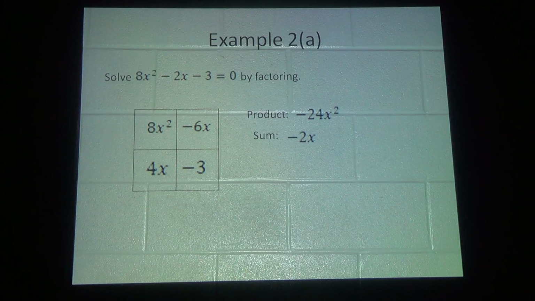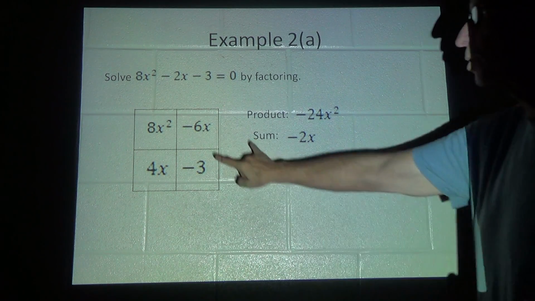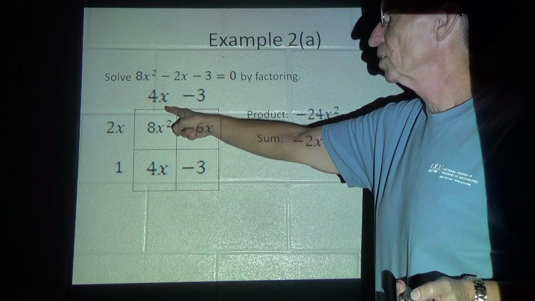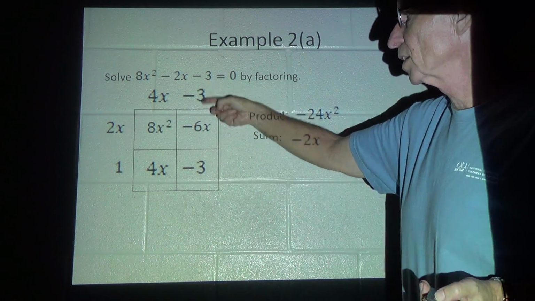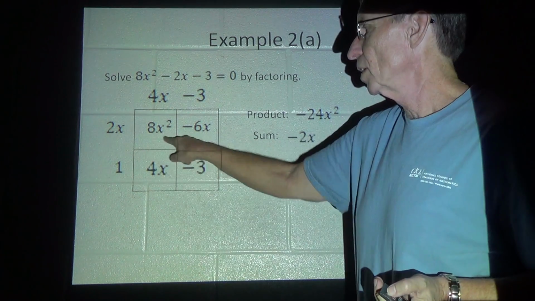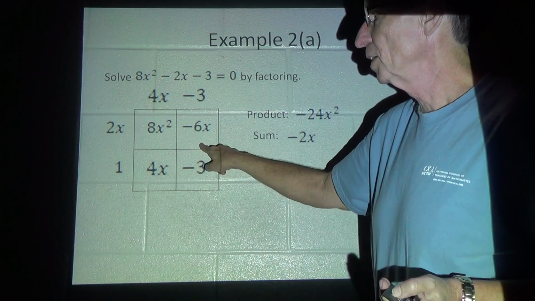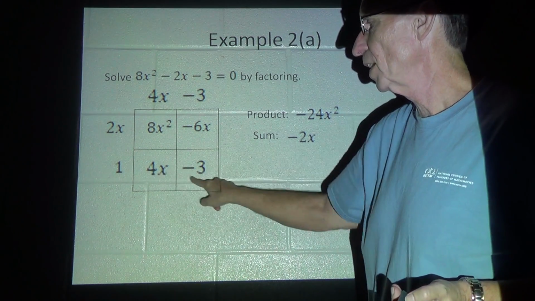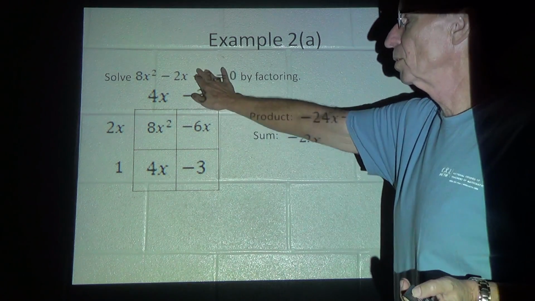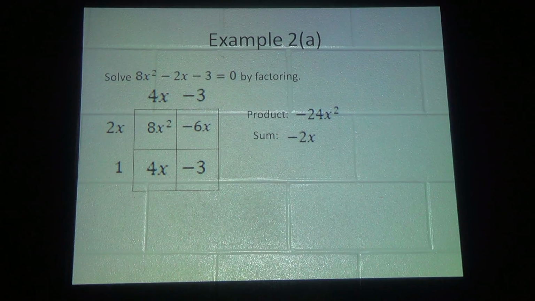Okay, then we need to get our greatest common factors. So we have the factors of this trinomial. The greatest common factor here is 4x. The greatest common factor here is simply negative 3. The greatest common factor going across here is 2x, and the greatest common factor going across here is 1. So that means this thing up here will factor into the terms 4x minus 3 times 2x plus 1.